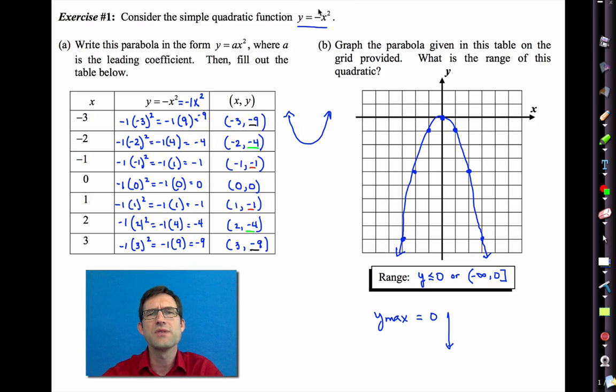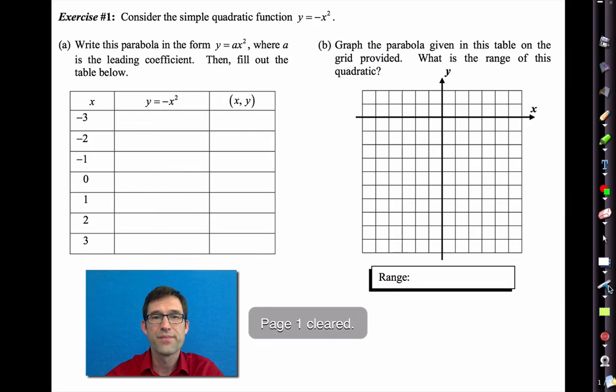But it's important that when you see something like negative x squared, that you interpret it as negative 1 times x squared and not negative x squared. These are very different, okay? All right, I'm going to clear out the screen, so write down whatever you need to. Okay, here it goes. Let's move on.